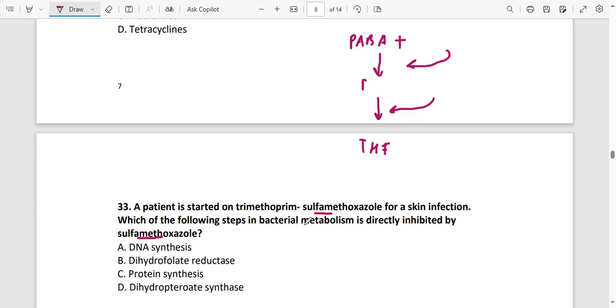So we want to see which of the following steps in bacterial metabolism is directly inhibited by sulfamethoxazole. DNA synthesis, dihydrofolate reductase, protein synthesis, dihydropteroate synthase. Anyone? It's D. Thank you so much. If you hear an enzyme named synthase, it means that it doesn't use ATP. If it is synthetase, it means it uses ATP.